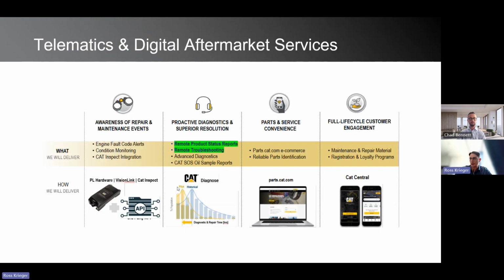Getting into why telematics and connectivity, I'll give you a flavor of the digital aftermarket services and where the Product Link device and VisionLink fit into it. Right at the beginning is awareness of repair and maintenance events. What we deliver is engine fault code alerts, condition monitoring, and the CAT Inspect integration. How we deliver it is on the Product Link hardware connected to the engine or machine, VisionLink, which Chad will go through, and then CAT Inspect as well.